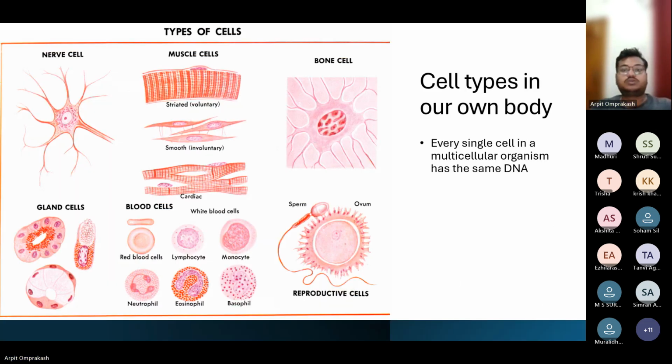Multicellular organisms have very different kinds of cells that are specialized to carry out different functions. For example, we have nerve cells which carry nerve signals. We have reproductive cells which help in reproduction. We have different kinds of blood cells. Red blood cells carry oxygen, whereas white blood cells, such as lymphocytes and monocytes, help us fight infection. We have different kinds of muscle cells, some voluntary, some involuntary, and so on. However, the important thing to remember here is all of them share the same DNA.